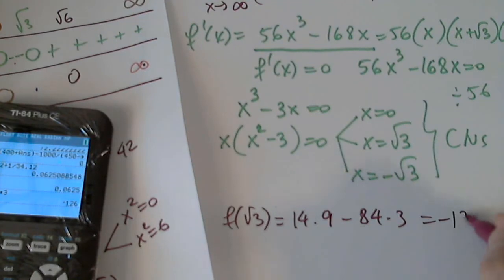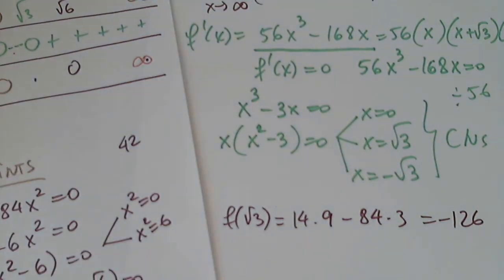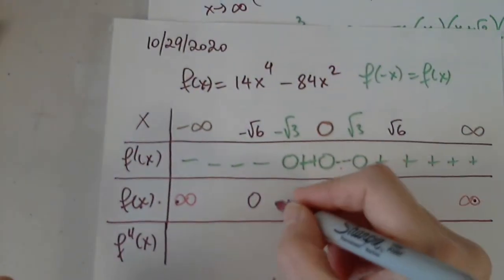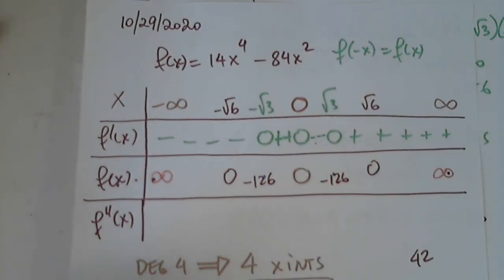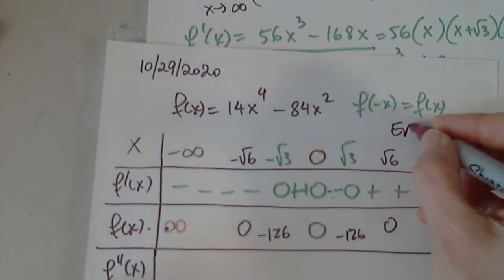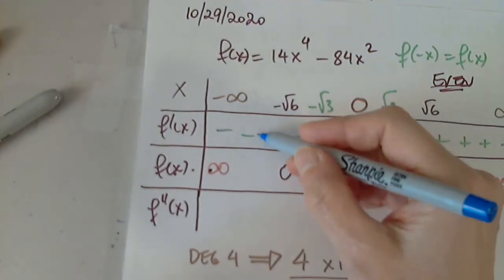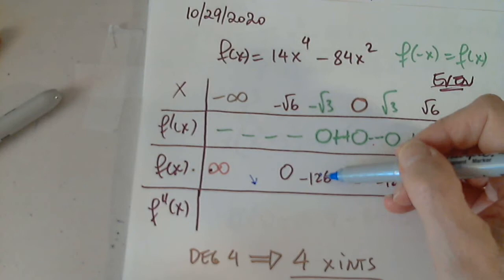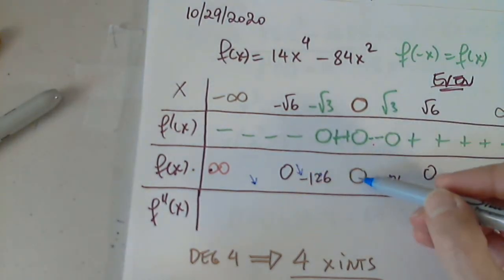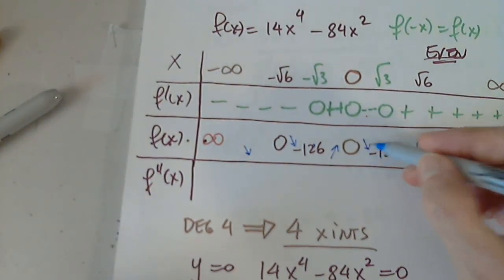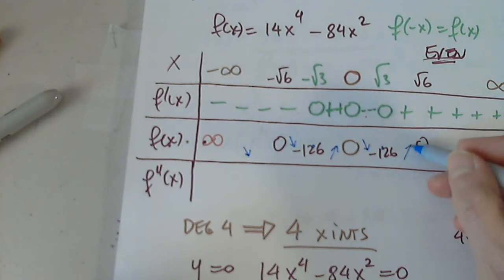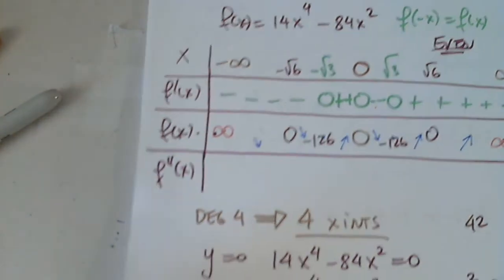Negative 120. I don't want to waste your time. Okay, so negative 126 for both, guaranteed, because the function is even, as I mentioned here, even function. Symmetric with respect to the y-axis, mandatory. Okay, so now I'm checking my two rows. From infinity to 0, is it decreasing? Yes, it is. From 0 to negative 126, yes, it is. From negative 126 to 0, increasing, yes, it is. From 0 to negative 126, yes, it is. From negative 126 to 0, yes, it is, and yes, it is. So these two work fine.